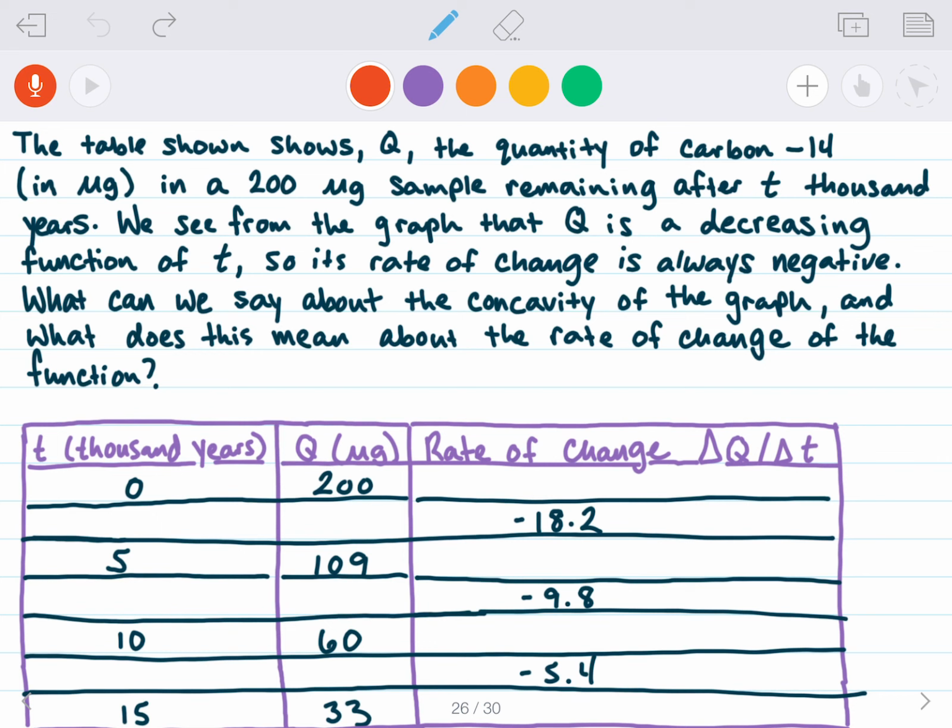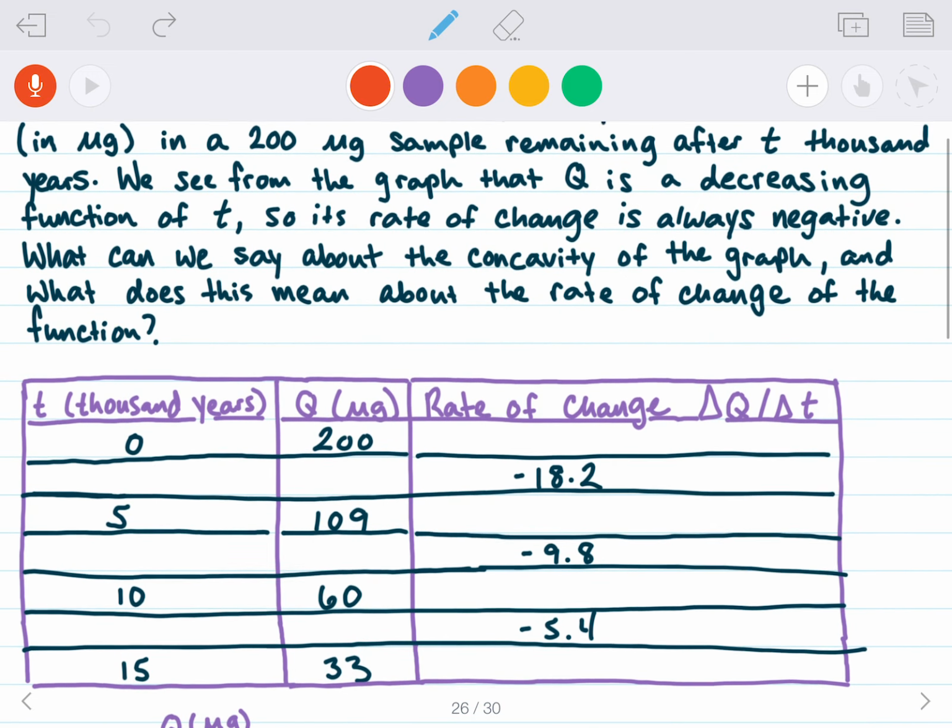Okay, so here is a chemistry application of rates of change and concavity. We have this table that's showing the quantity of carbon-14 in micrograms in a 200 microgram sample remaining after t thousand years. We see from the graph that Q is a decreasing function of t, so its rate of change is always negative. What can we say about the concavity of the graph, and what does this mean about the rate of change of the function?